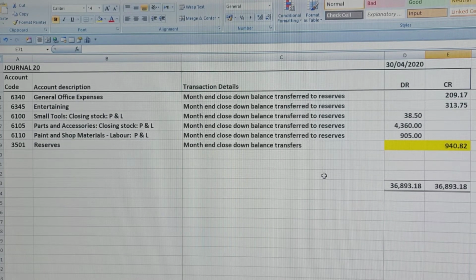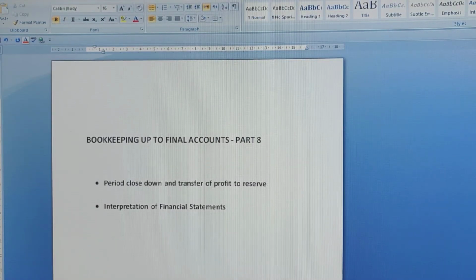Now, that takes me to the second topic, which is interpretation of final accounts. Okay, interpretation of financial statements. Now, why do people analyze financial statements? Why bother to analyze financial statements? Talking about the profit and loss account, balance sheet, notes to the accounts, cash flow, and so on and so forth. Why do people analyze them?